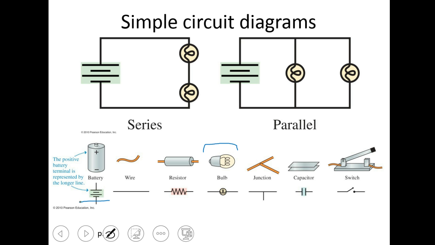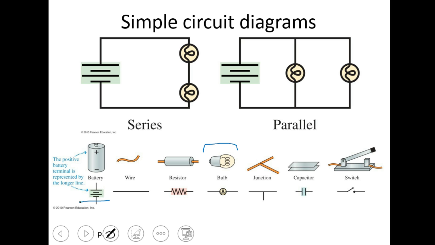A resistor has a little bit of a squiggle to indicate some kind of turbulence there for the voltage to drop across it. We also have light bulbs, because those are common resistors that we use. We've got junctions where a wire splits, capacitors in case we have those in the circuit, and last but not least switches, which actually break the current and allow it not to flow.